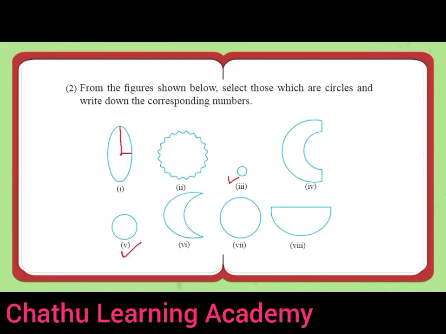And fifth one, correct. Sixth one, no, it's not a circle. Seventh one, correct. Eighth one, it's only a semicircle. Half of it. Half of a circle. So this is also not a circle. Only the third one, fifth one and seventh one are examples of circles.